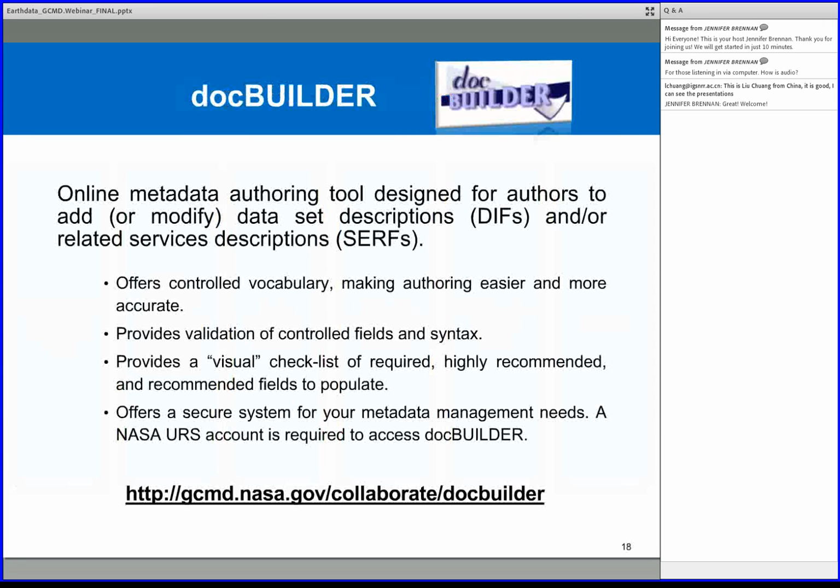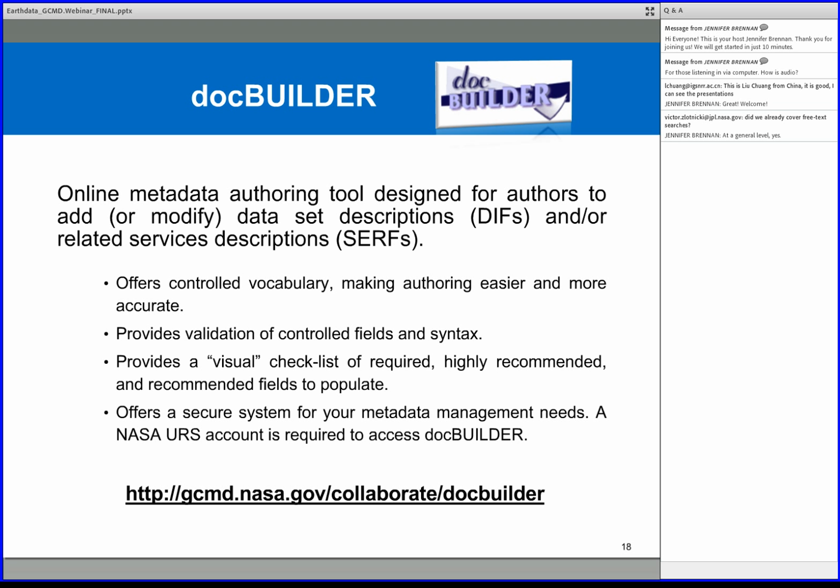So our primary contribution method is docBUILDER. This is our online metadata authoring tool, which is designed for authors to add or modify their data set descriptions, their data service descriptions, and also the climate diagnostic descriptions, the 3 metadata formats that I mentioned earlier in the presentation. This tool allows you to log in, and I'll talk more about that in a moment. It allows you to add control vocabulary, provides a validation of controlled fields and syntax, and provides a visual checklist of required, highly recommended, and recommended fields to populate.